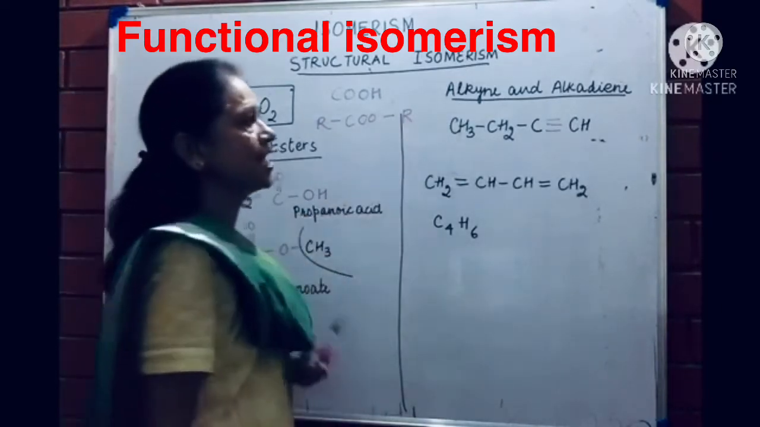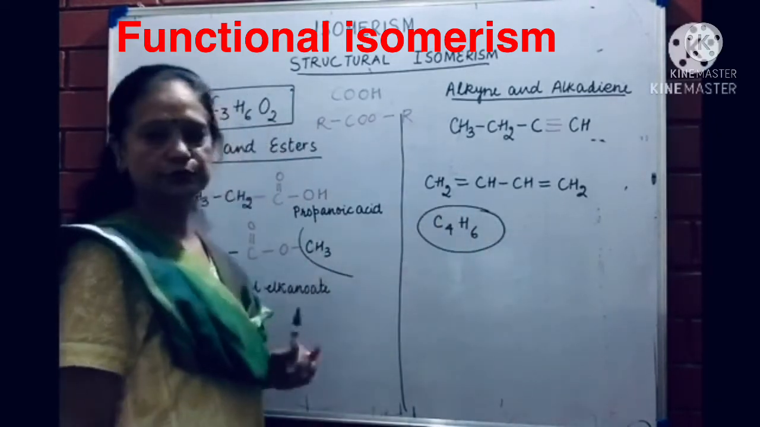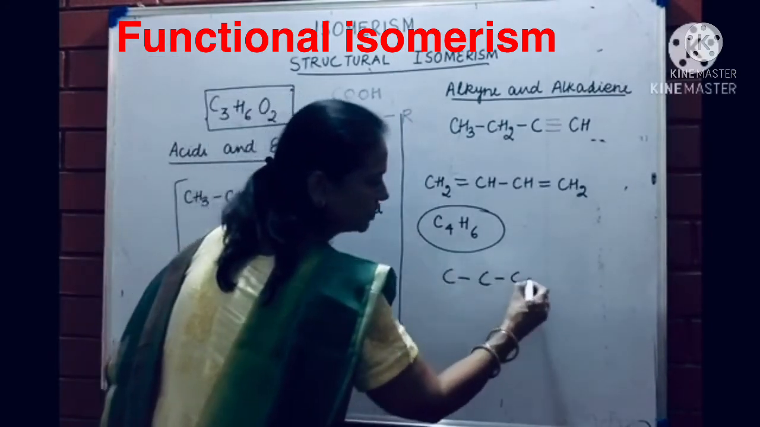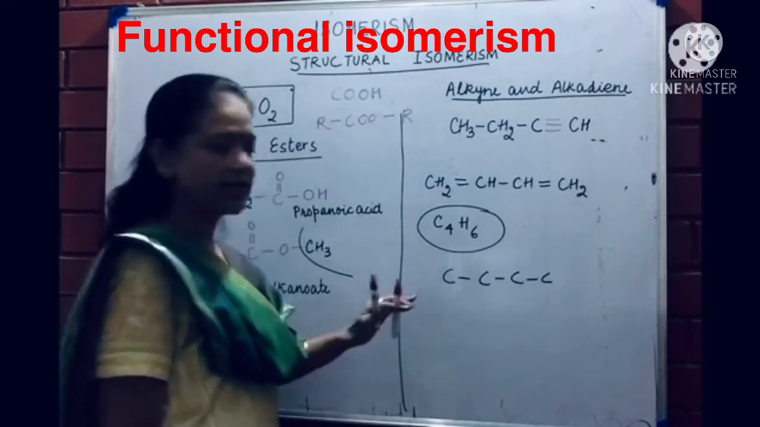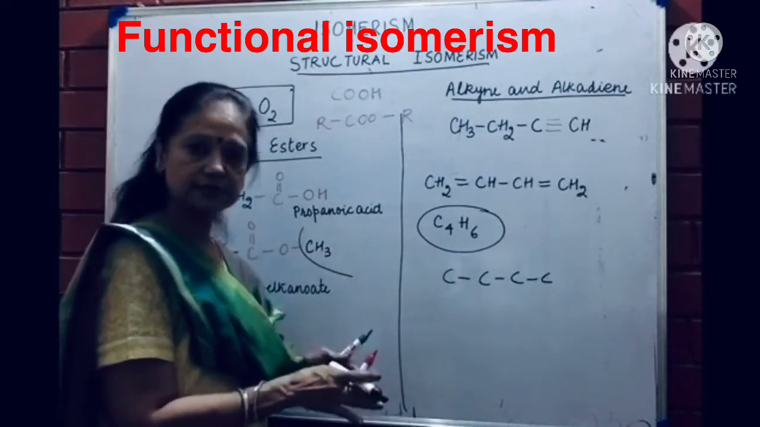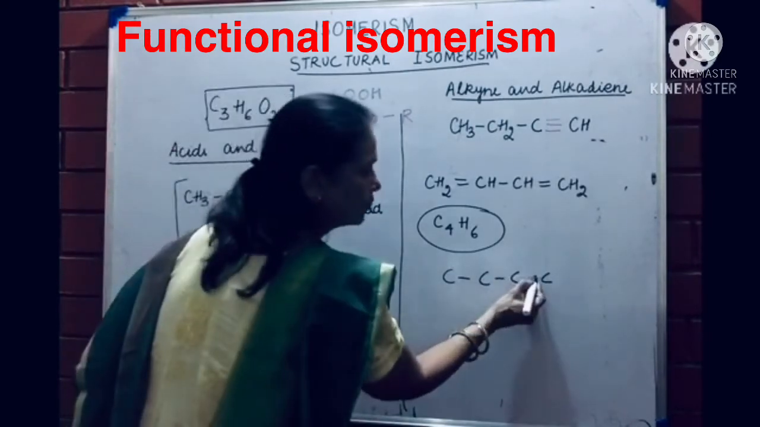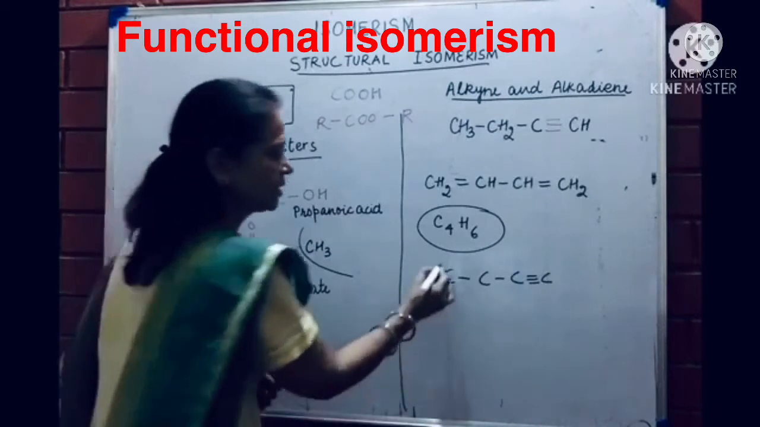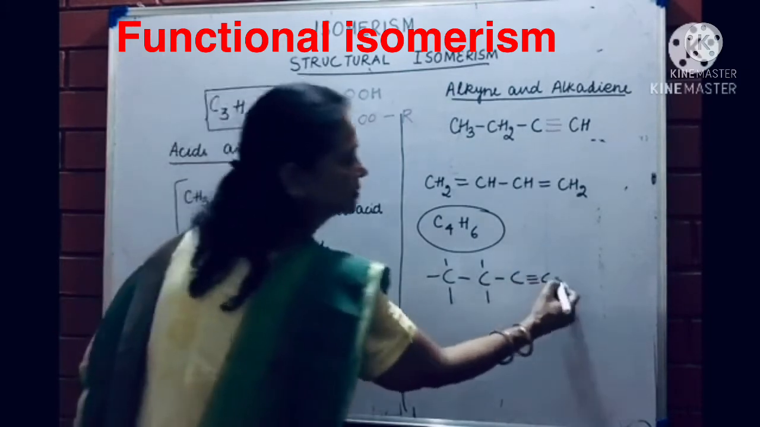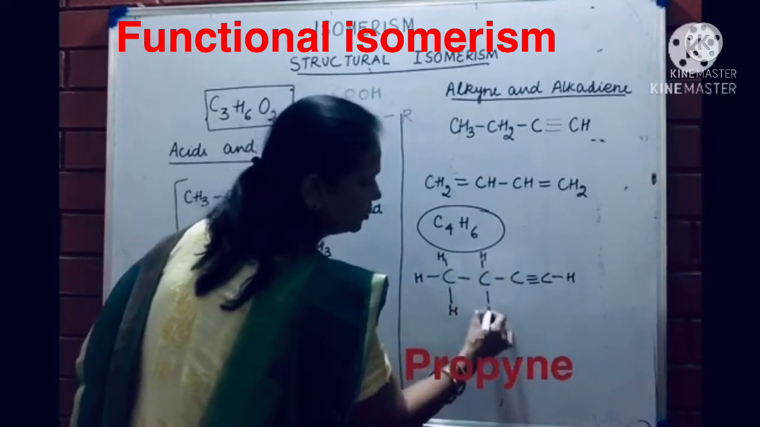The other pair is called alkyne and alkadiene. Supposing this was the formula given to you, give me 2 isomers from this formula. There are 4 carbon atoms, 1, 2, 3, 4. If I try to make an alkane, I need too many hydrogen atoms. Then I'll try to make an alkene, the number of hydrogen atoms will decrease. But C4H6 is telling me that this is an alkyne. So I am putting a triple bond at one place. And now put hydrogens. 1, 2, 3, 4, 5. This carbon atom cannot get any and this can get 1. So now this formula is fitting into an alkyne.